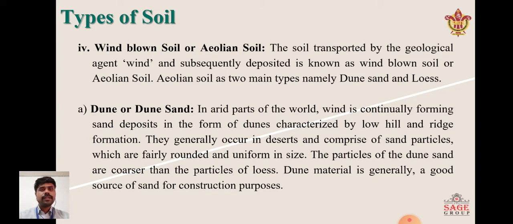So what are sand dunes or dune sand? In arid parts of the world, wind is continually forming sand deposits in the form of dunes, characterized by low hill and ridge formation. They generally occur in deserts and comprise sand particles which are fairly rounded and uniform in size. The particles of the dune sand are coarser than the particles of loess. Dune material is generally a good source of sand for construction purposes.